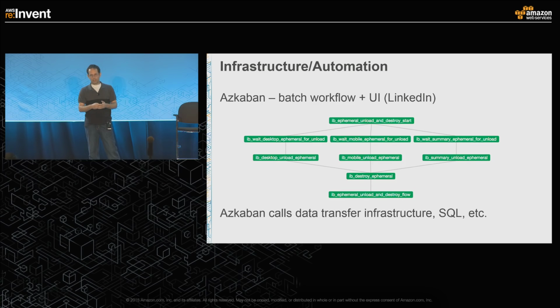The next bit is infrastructure and automation. And the easiest path there is to start with your engineers. So what can you add that lets engineers take advantage of things you've built for yourself already? One of the things that we're using is something that LinkedIn open sourced called Azkaban. That's a batch workflow UI and scheduler, and it's really very easy for people to adopt.